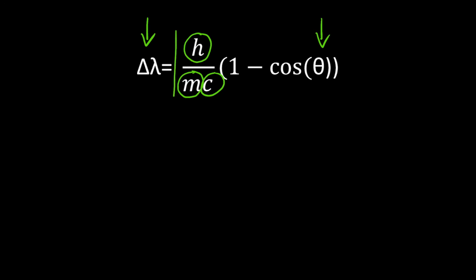So if all of these terms stay the same, and 1 is going to stay the same, and cos is just an operation, this gives us a relationship between the angle that the photon bounces at and the change in wavelength. Now, I do really want to emphasize that that is change in wavelength. This doesn't tell us the resulting wavelength of the photon. It says how much it changed from the initial photon. So that's important to remember.